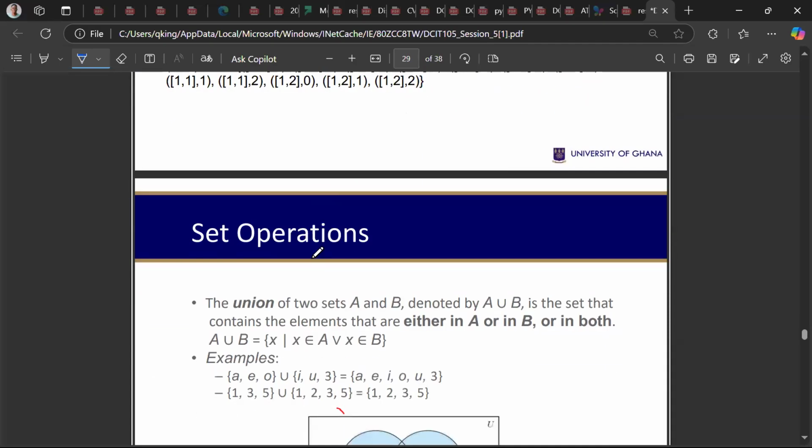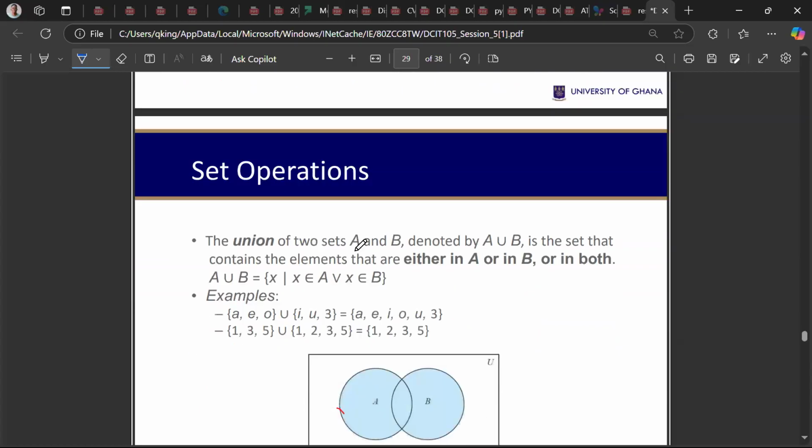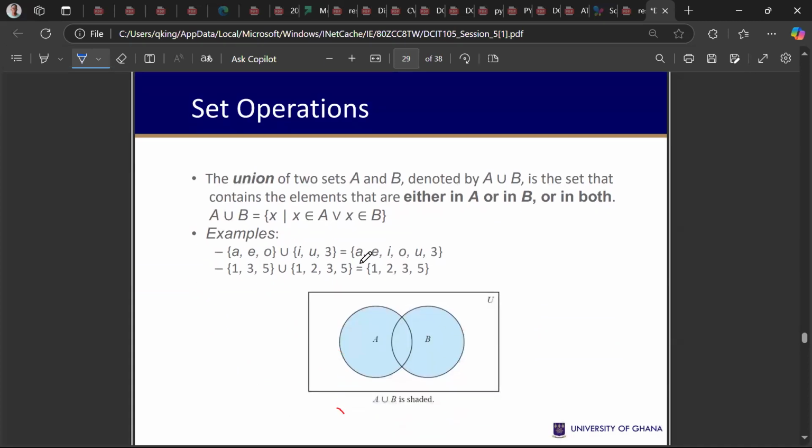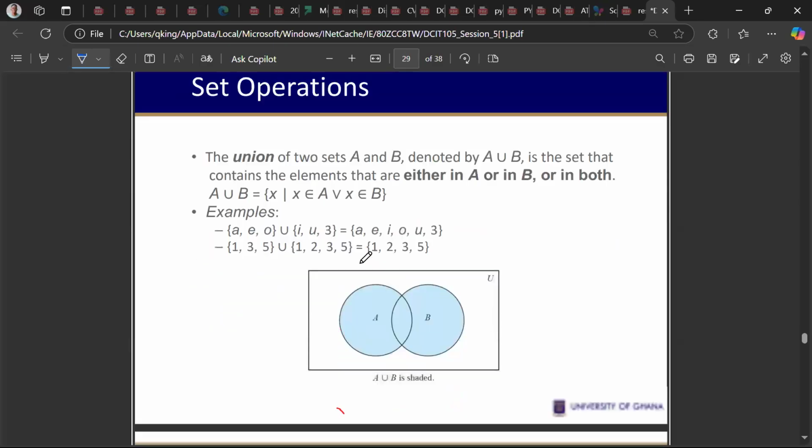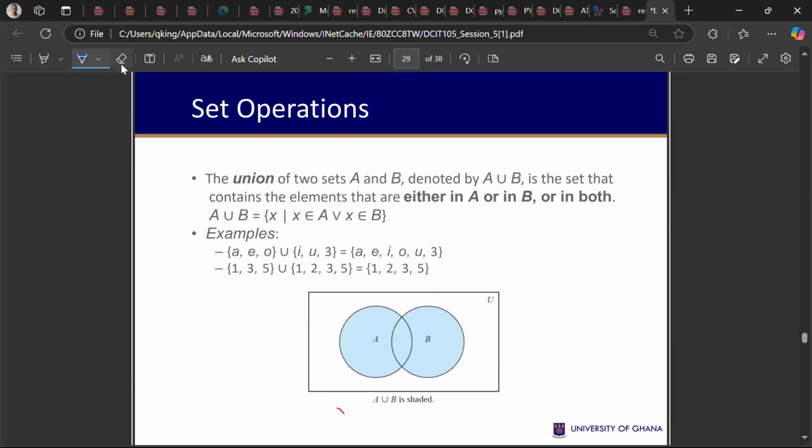And so we want to look at the set operations. In dealing with sets, some of the operations come in.